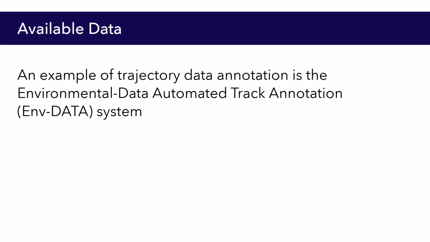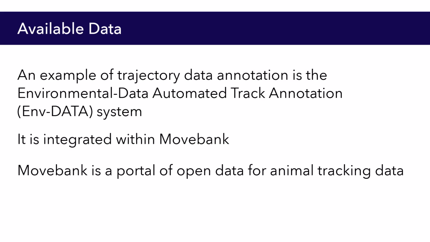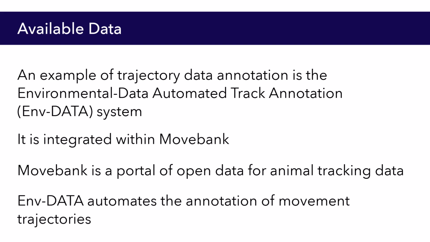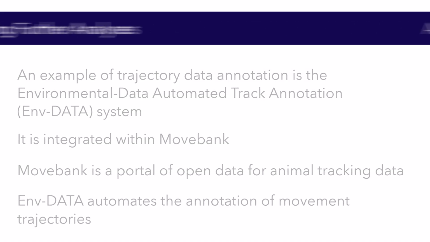One example of trajectory data annotation is the Environmental Data Automated Track Annotation System, or in short, ENV-Data, which is integrated within MoveBank. MoveBank is an open portal for animal tracking data. ENV-Data automates the annotation of movement trajectories with ambient atmospheric observations and underlying landscape information.